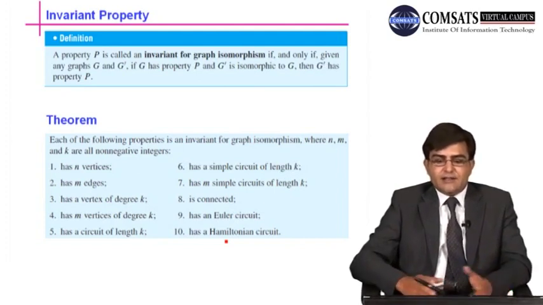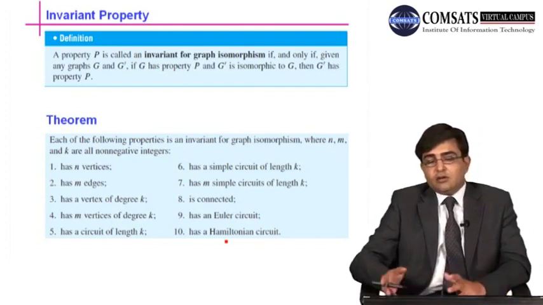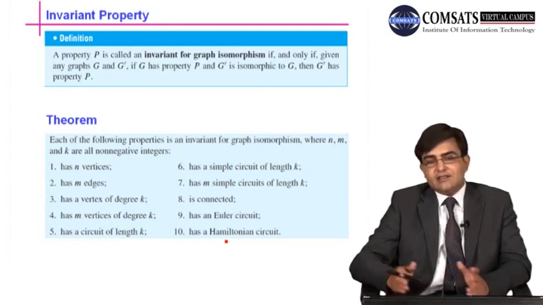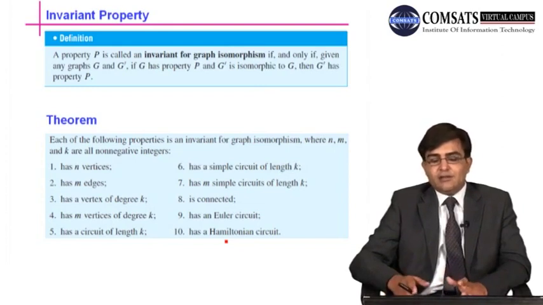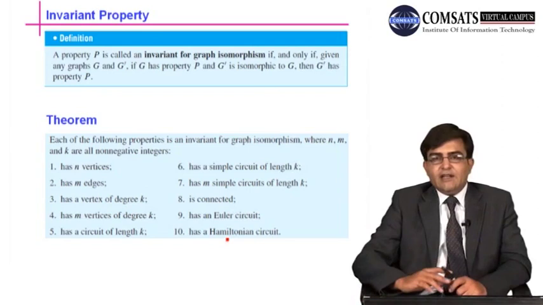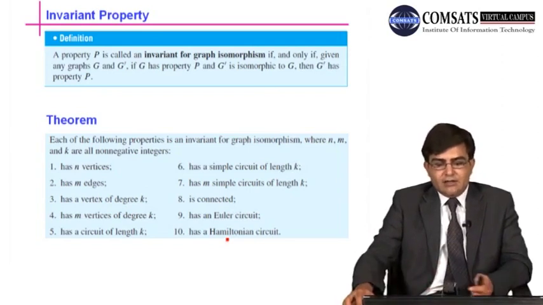If graph G is connected, then G dash must also be connected. If graph G has a Hamiltonian circuit or Euler circuit, then G dash must also have a Hamiltonian and Euler circuit. So this is what an invariant property is, and in this theorem they have discussed these properties. You can check the proof of this theorem in the book.